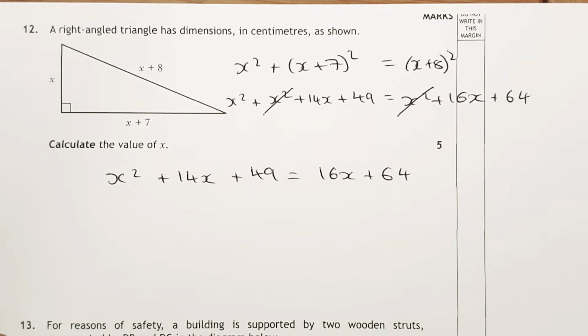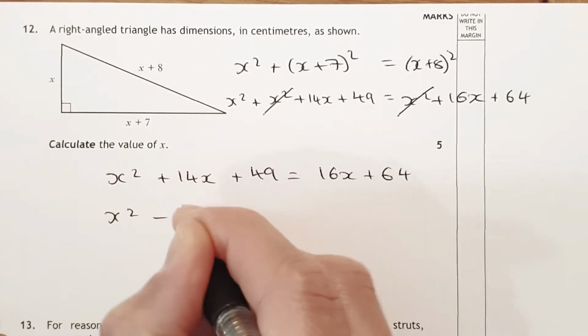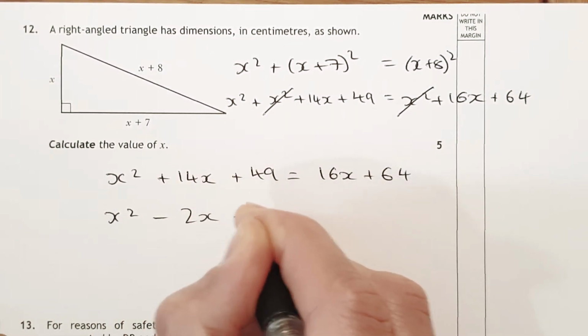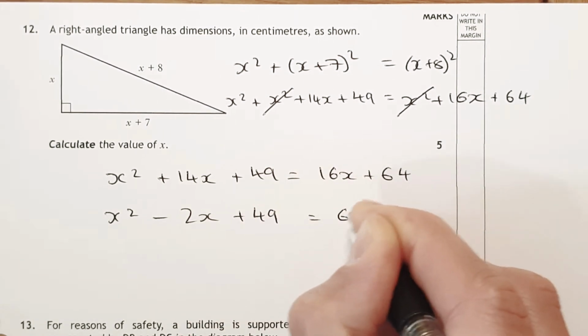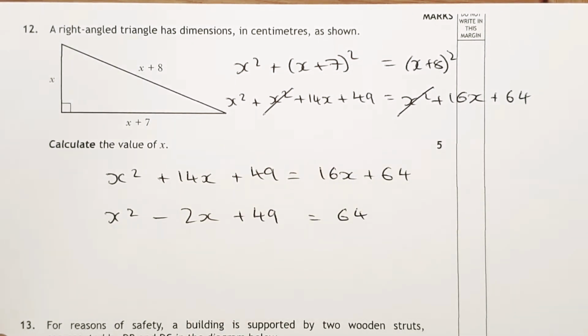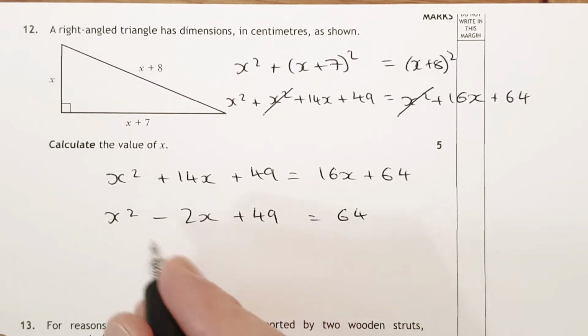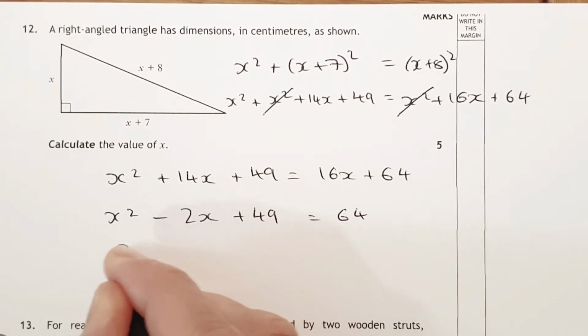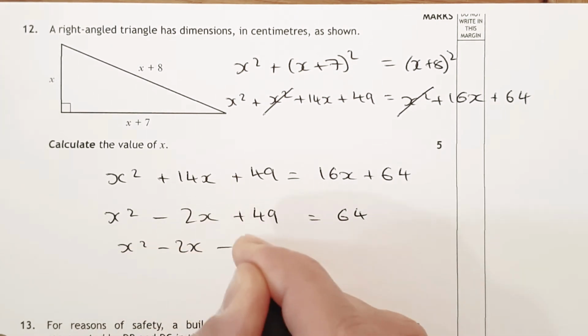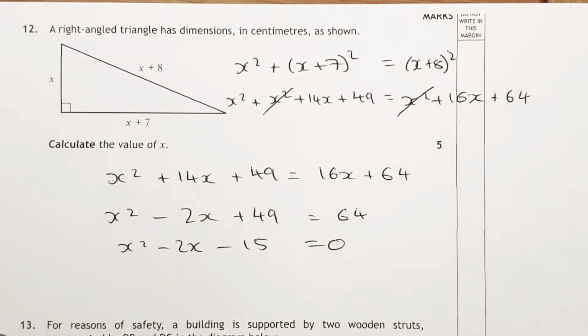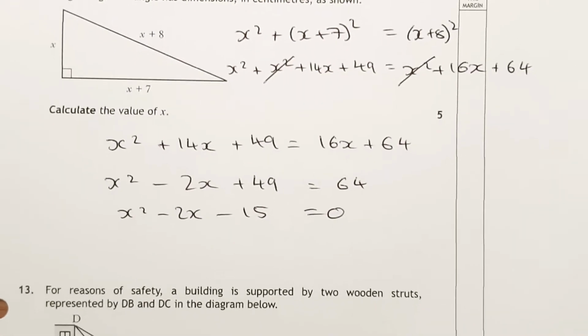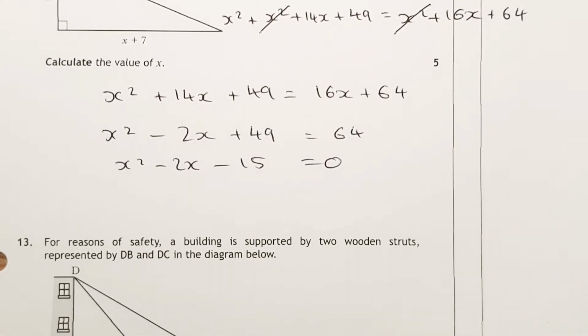I'm going to subtract 16x from both sides. So x squared take away 2x plus 49 equals 64. Subtract 64 from both sides. So it's going to be x squared minus 2x minus 15 equals 0. Now that we've got a trinomial there equal to 0, we can factorise it and get a couple of values for x, and we can pick the appropriate one.